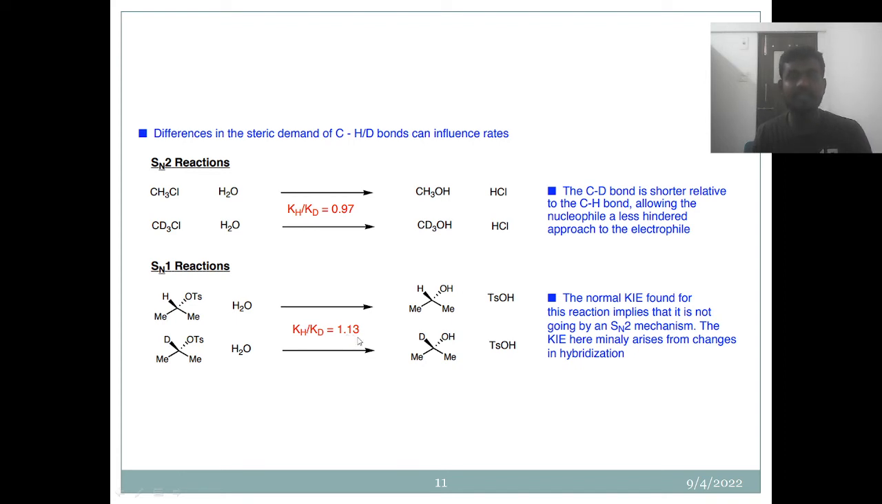I hope it makes sense. Now let's see what they have written. The normal kinetic isotope effect found for this reaction implies that it is not going by an SN2 mechanism. So it will have the inverse kinetic isotope effect. The KIE here mainly arises from changes in hybridization. So it is very clear that there was no change of hybridization.